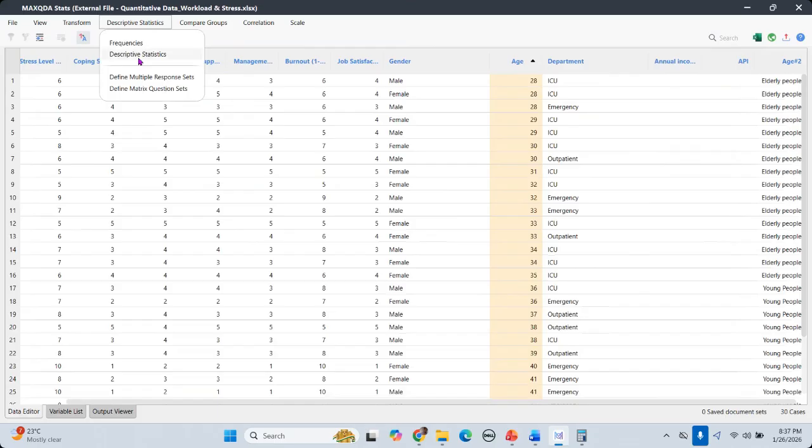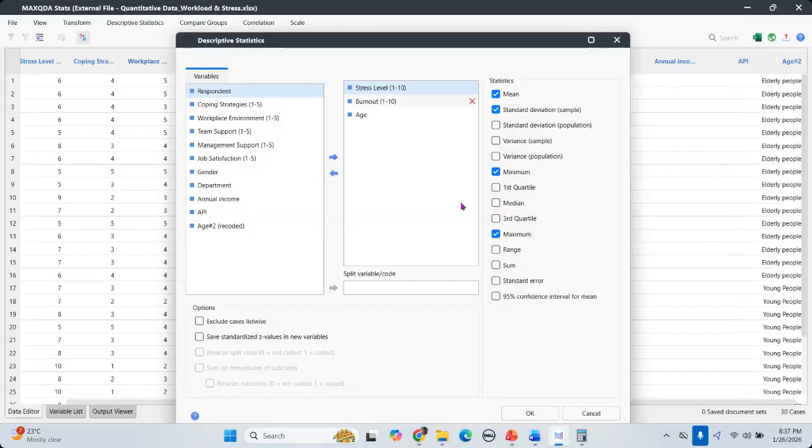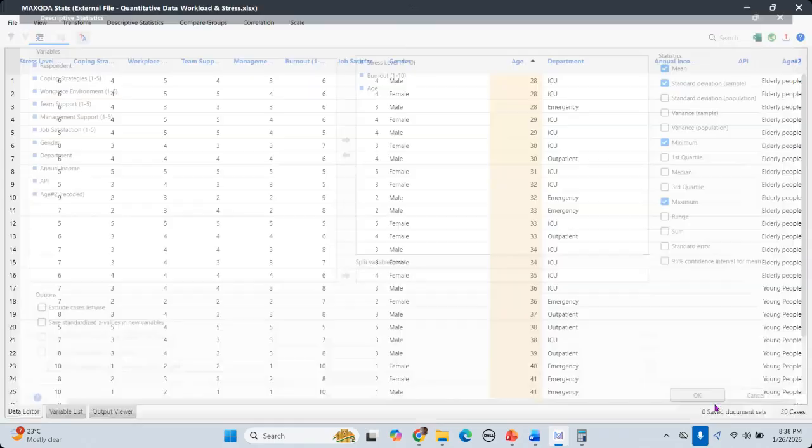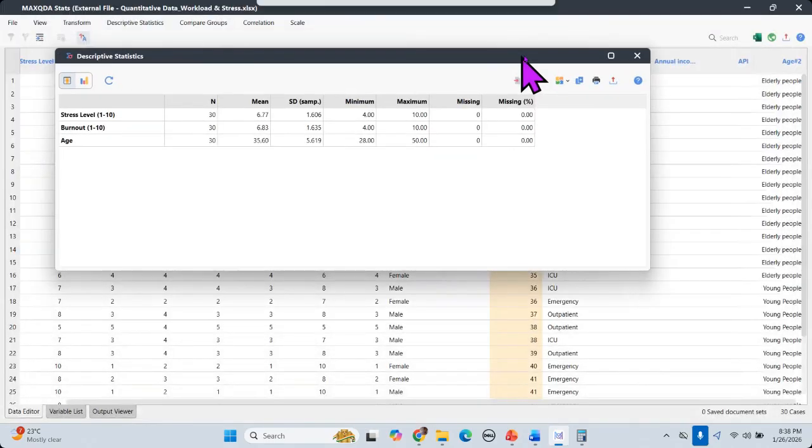In order to prepare the histogram, go to descriptives. We are going to prepare the histogram for quantitative data. Here I can see that I have 3 quantitative variables: age is a quantitative variable, burnout is a quantitative variable, stress level is a quantitative variable. For these three variables, I want to have the mean as well as the histogram.